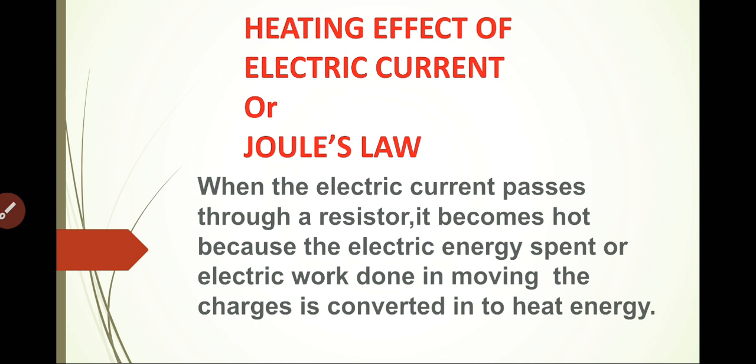This is given by Joule, so it is also known as Joule's law. When the electric current passes through a resistor, it becomes hot because the electric energy spent, or electric work done in moving the charges, is converted into heat energy. In simple language, when we talk about the heating effect of any electric appliance, that means electrical energy is converted into heat energy and light energy, or heat energy only, right?